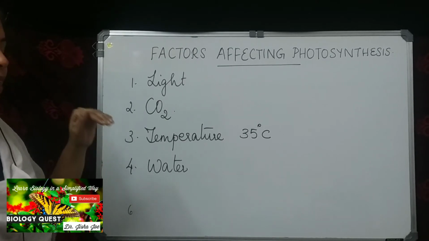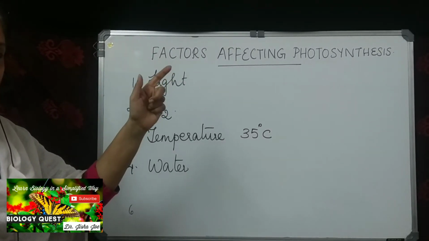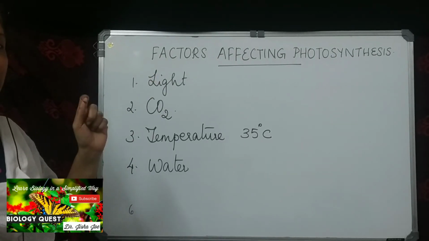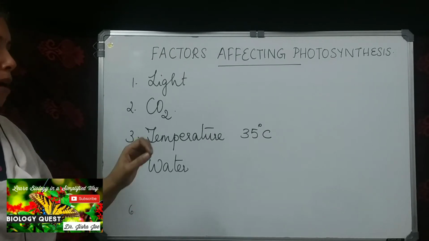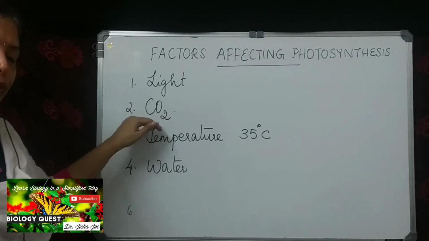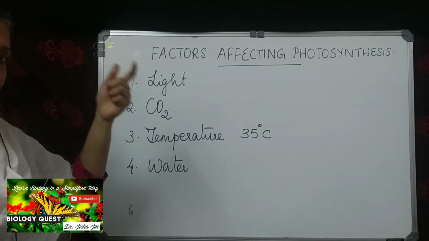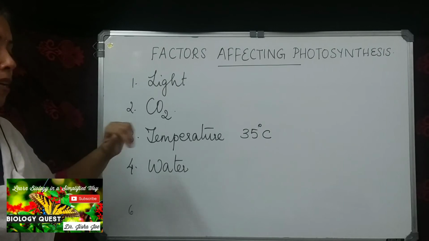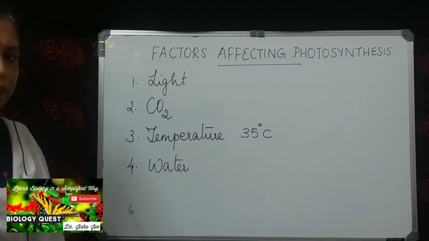So even when light intensity is increased further, there will not be an increase in the rate of photosynthesis because carbon dioxide is a limiting factor there. So to increase the rate of photosynthesis at a higher light intensity, what should be done? The carbon dioxide concentration should be increased.